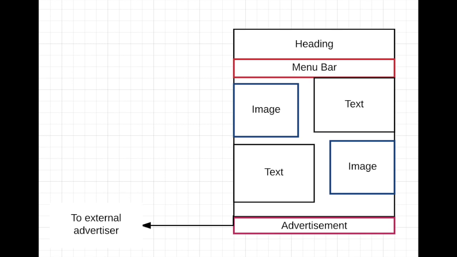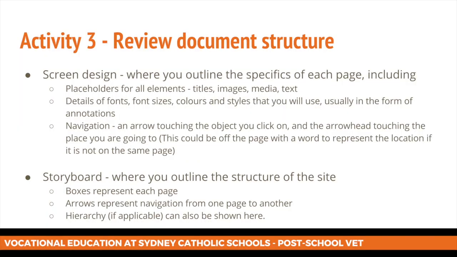If you're going to an outside website, then you just take the arrow off the page and you can have the link there to represent the location of where you're actually going to. So if you're linking to, say, Google, you can have an arrow going off the page that shows you google.com to indicate that you're going outside the website.